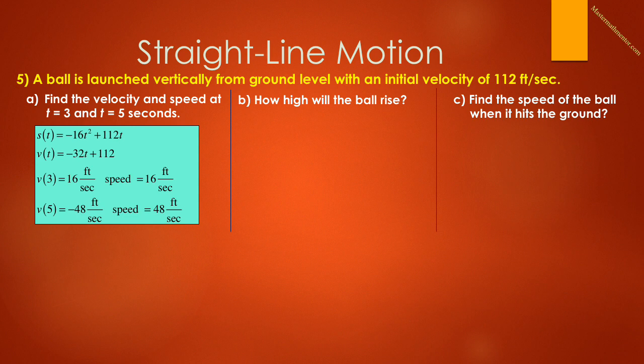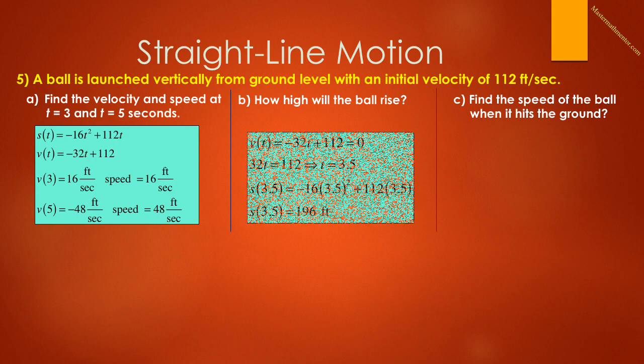Finding the velocity at 3 seconds, we get 16 feet per second, and the speed is also 16 feet per second. The velocity at 5 seconds is negative 48 feet per second, and therefore the speed is 48 feet per second. Since v of 3 is positive, the ball is still on its way up at 3 seconds. Since v of 5 is negative, the ball has reached its height and is now on its way down at 5 seconds.